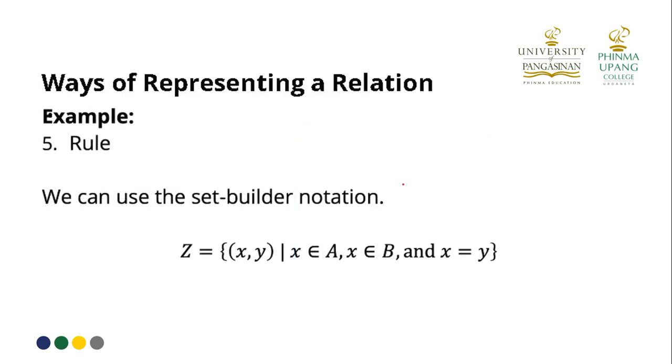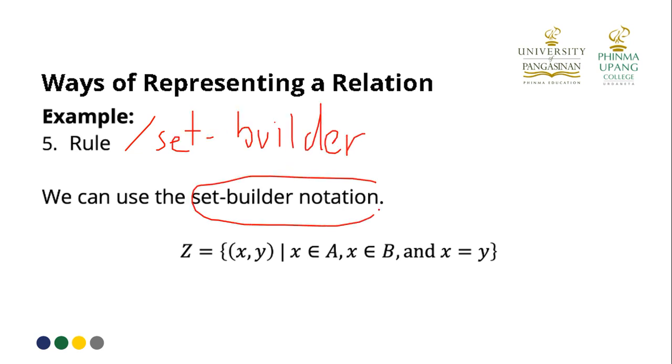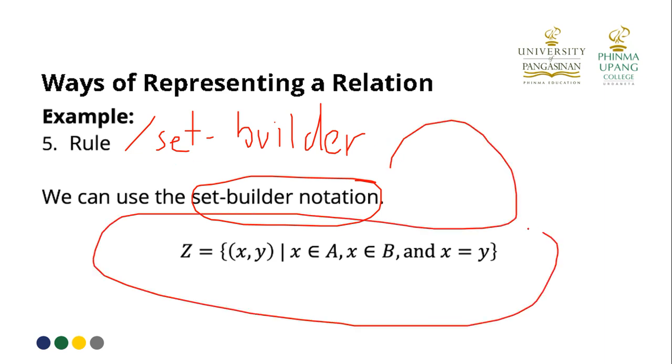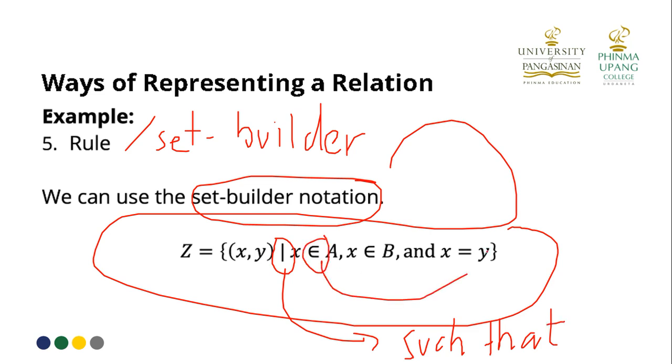Next, the last one is the rule form, or the set builder notation. What is the other name of the rule form? That is set builder notation. Earlier, if you noticed, the other name of roster form is the ordered pair, while the rule form is set builder notation. What does the set builder notation look like? It is a set wherein x and y, and then it has this symbol. I forgot how to read it. Such that, yeah. So what are those symbols? That is what we call element.